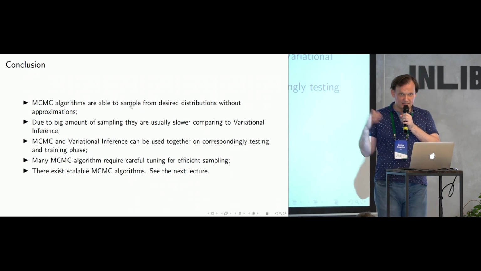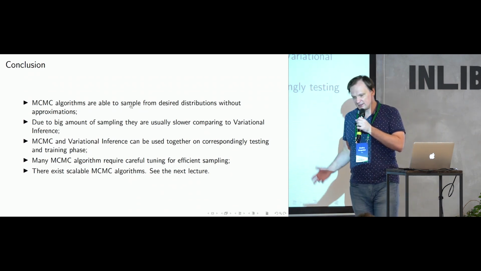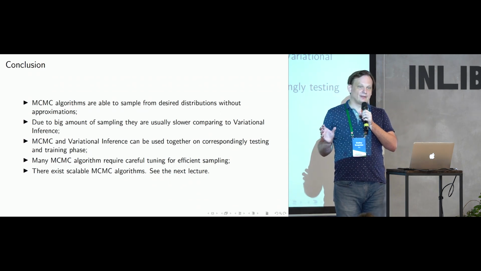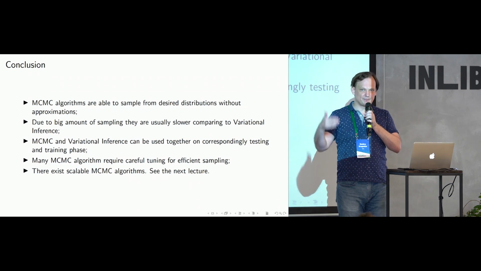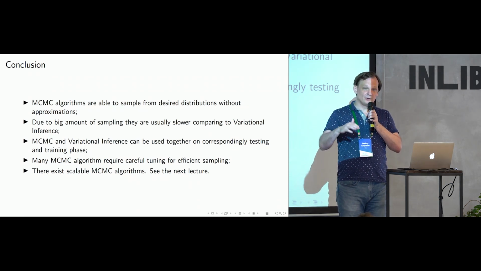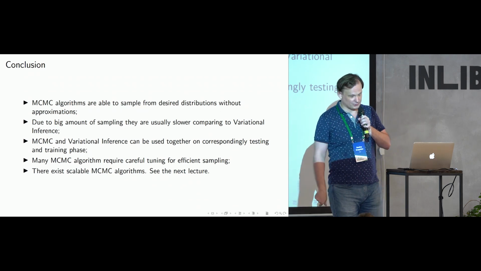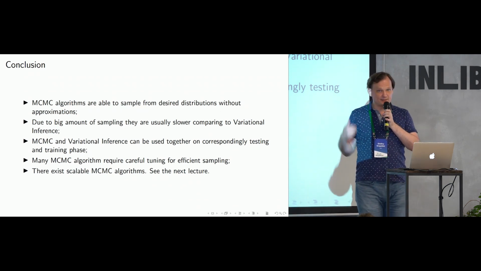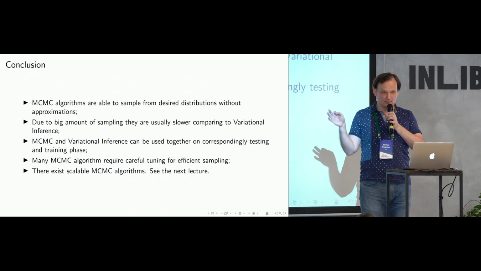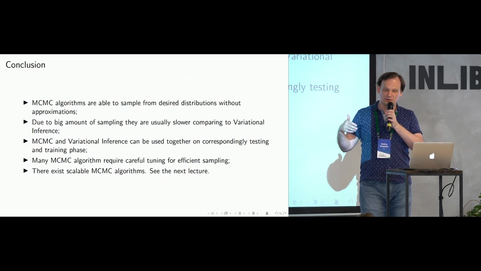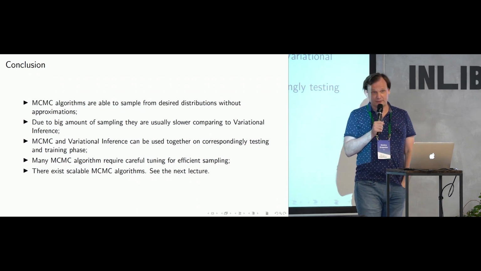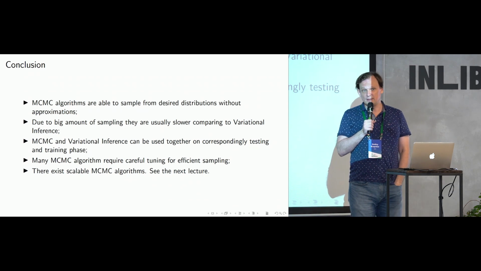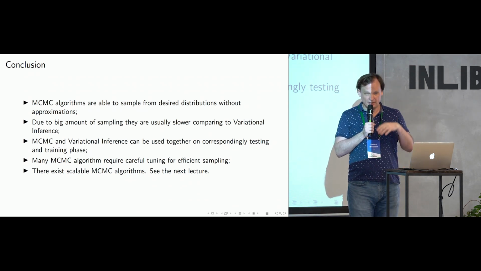That is why MCMC methods and variational inference methods are usually combined together. On the training phase, when you want to learn the hyperparameters of your model, you optimize the ELBO, so you use variational inference. But on the testing phase, when you already have the learned hyperparameters of the model, and you need to average over the posterior distribution, you apply some sampler in order to get a much better estimate for the posterior distribution.